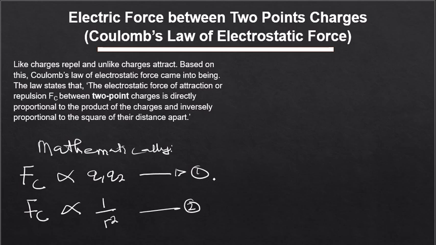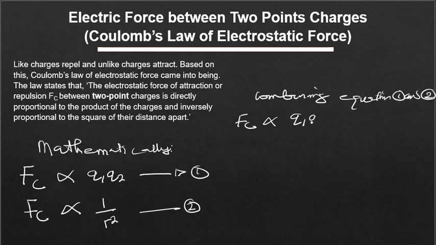So if you combine these two equations together, combining equation 1 and 2, you are likely supposed to have Fc proportional to Q1 Q2 divided by r squared. So we lift this sign of proportionality from here. We have Fc to be equal to K Q1 Q2 divided by r squared. So this is what we have.